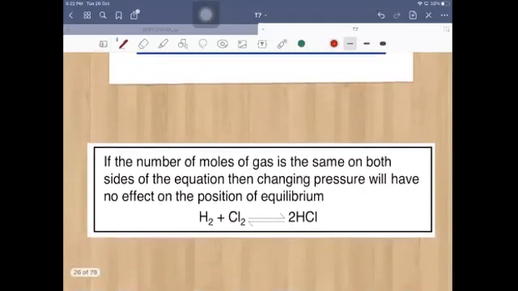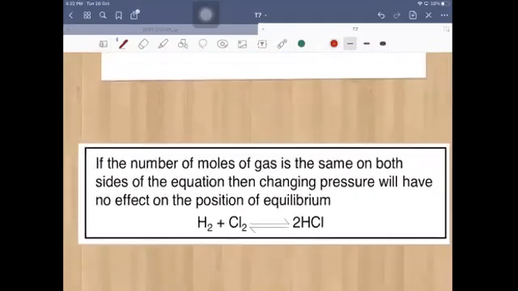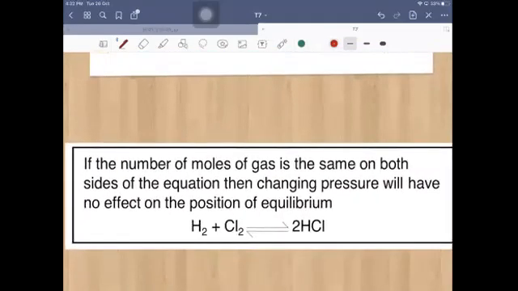Next is, what if the number of molecules is the same on both sides? On the left, we've got 2 moles. On the right, we've also got 2 moles. Essentially, you are just increasing the rate of reaction of the forward and the reverse. You're increasing by the same amount. Therefore, the change cancels out. There is no effect on the position of the equilibrium.